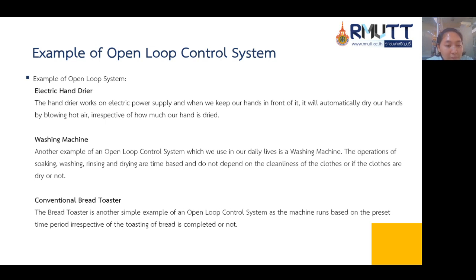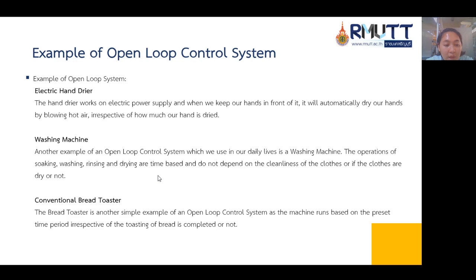And then the example of the open loop control system, the first is the electric hand dryer. The hand dryer works on electric power supply, and when we keep our hands in front of it, it will automatically dry our hands by blowing hot air, irrespective of how dry our hands are. And then the second is the washing machine.